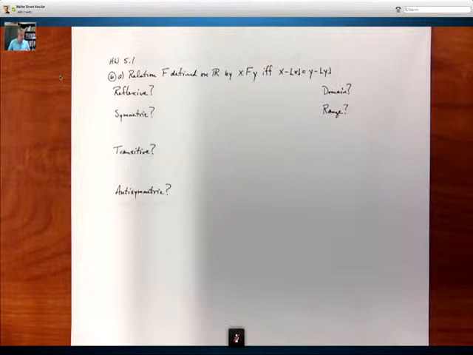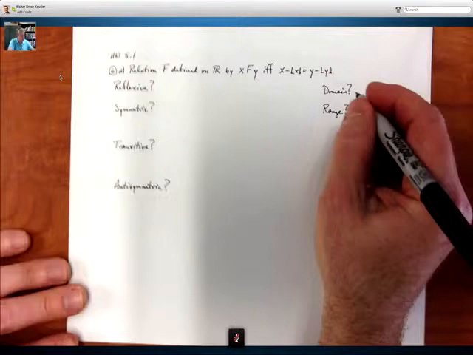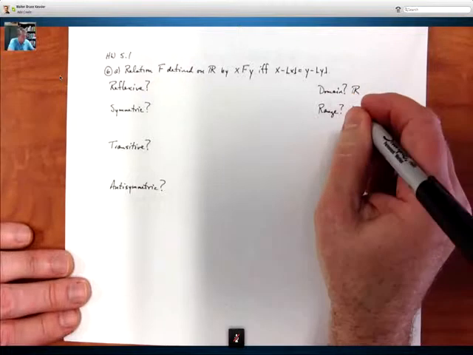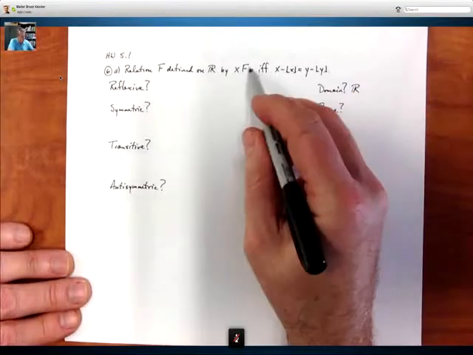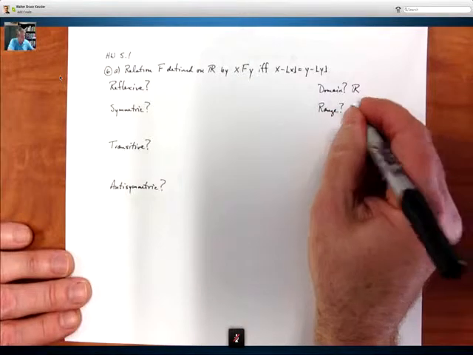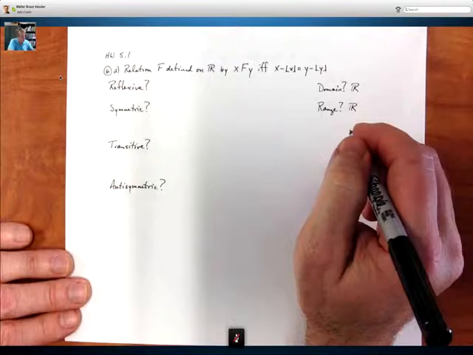6a is we're talking about a relation f defined on R, defined by x f y if x minus the floor of x equals y minus the floor of y. So let's talk about this. There's absolutely nothing there that I can't plug in. So domain is all reals. There's nothing restricting y either. So again, all the reals.